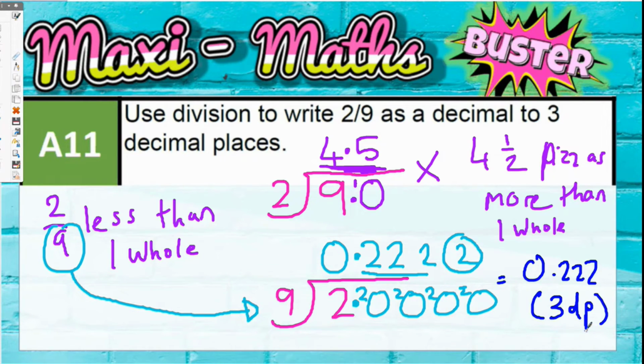It actually would recur. We'd always end up with 2s at the top and then 20 at the bottom. So in reality, it's actually 0.2 recurring. So you could actually put a dot over the top of the 2, but it does actually ask us for 3 decimal places. So we're just going to leave it as 0.222.